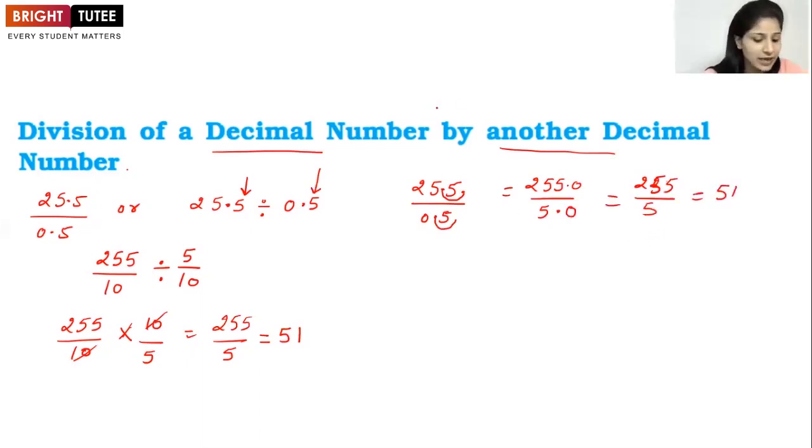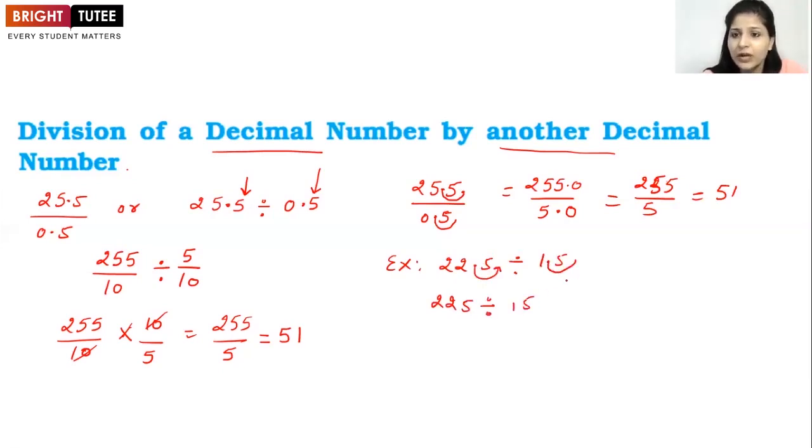Let us take one more example. Suppose we have 22.5 to be divided with 1.5. Here also we see, if I shift this decimal place by one place here, it will be 225 and this will also become 15, right? 15.0 is nothing but 15. So now we can divide it and we will be getting the answer as 15.